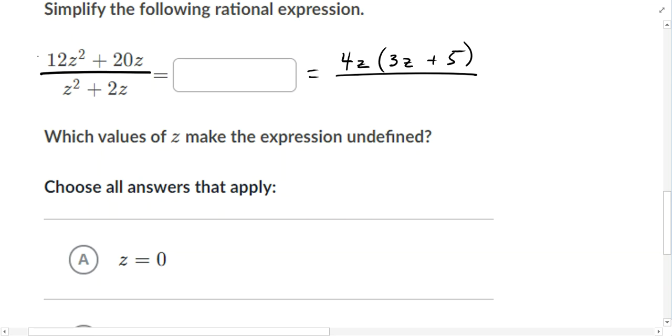In the denominator, the only common factor between z squared and 2z is the letter z. After dividing this term by z, I'm left with z. After dividing this term by z, I'm left with 2.